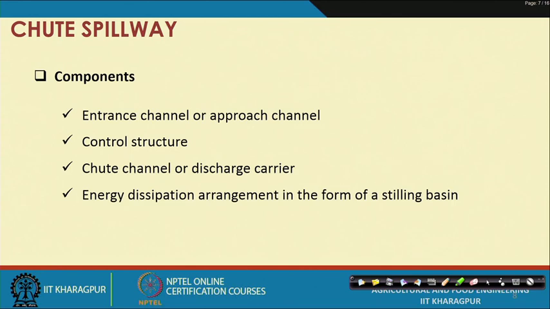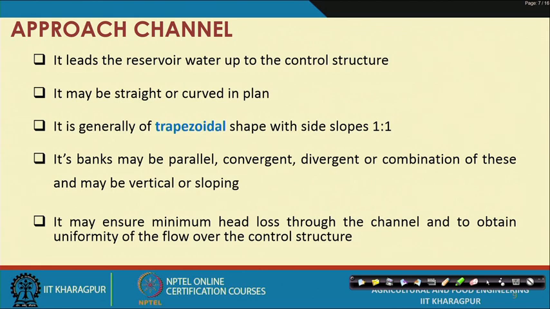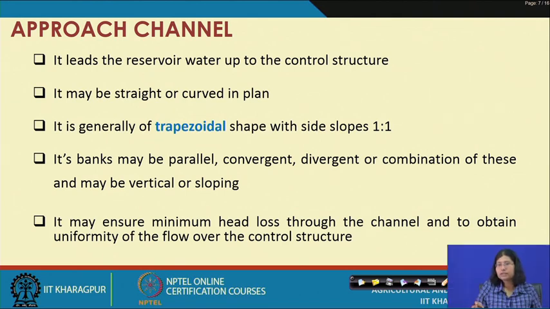Now, coming to each of these components one by one, first we will start with the approach channel. So, what is the approach channel here? It leads the reservoir water up to the control structure. It may be straight or curved in plan, and it is generally of trapezoidal shape, and the slope is kept as 1:1, and its banks may be parallel, convergent, divergent, or a combination of these, and may be vertical or sloping. It should ensure minimum head loss through the channel and obtain uniformity of the flow over the control structure.